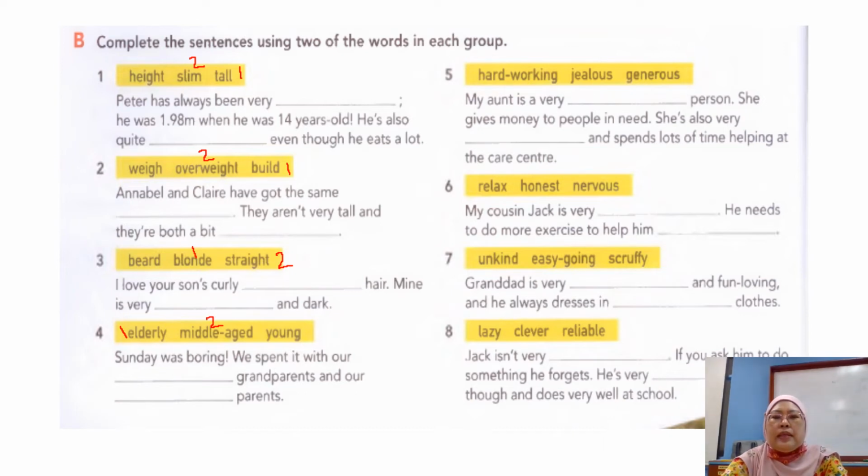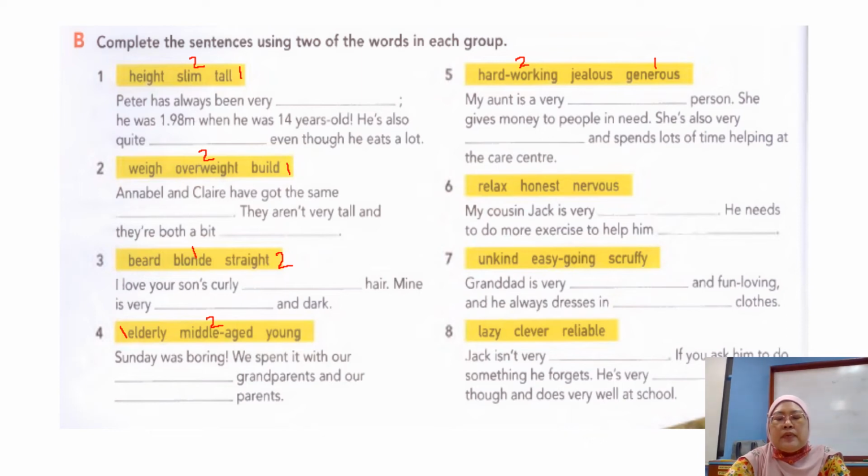Number 5, we have the words hardworking, jealous, and generous. My aunt is a very, what kind of person? She gives money to people. So she gives money means she is a very generous person. She's also very what? And spends lots of time helping at the care center. Jealous or hardworking? Of course, hardworking. She's also very hardworking.